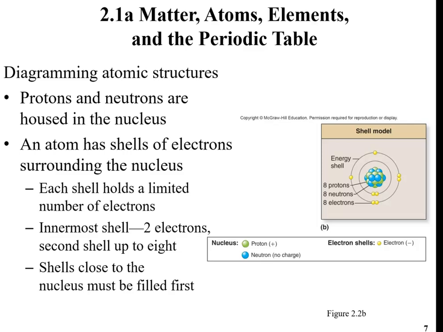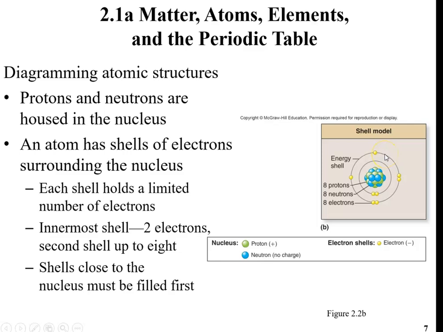So as far as diagramming atomic structures go, you're going to put the protons and neutrons in the middle because they're housed in the nucleus of the atom. And then an atom has shells of electrons surrounding the nucleus. So here you have the nucleus of the atom, which contains protons and neutrons. And then circling around it are these electron shells. This is the innermost electron shell. And this is its outermost electron shell, also called the valence shell.